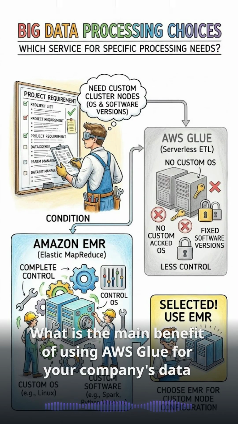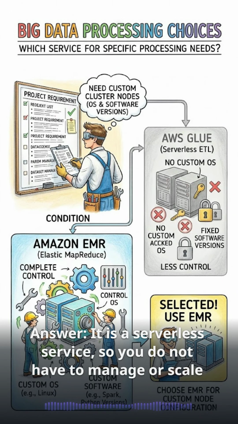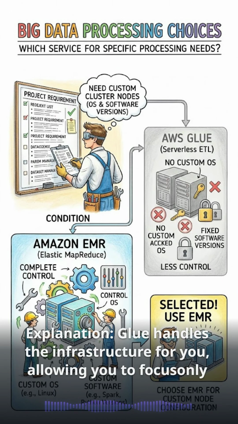20. What is the main benefit of using AWS Glue for your company's data transformation needs? It is a serverless service, so you do not have to manage or scale any cloud servers. Glue handles the infrastructure for you, allowing you to focus only on writing your data processing code.